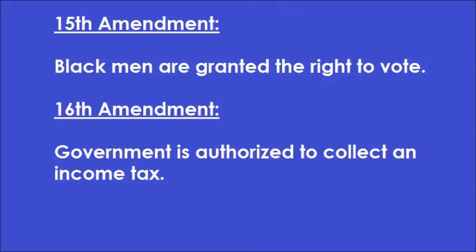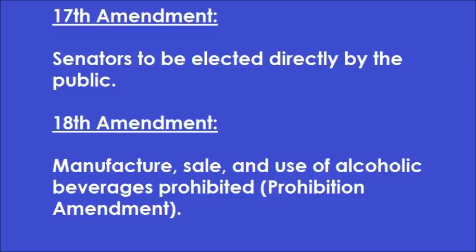The 16th Amendment authorizes the government to collect an income tax. The 17th Amendment provides for the direct election of U.S. senators, meaning regular voters elect senators. Before this, senators were appointed by state legislatures. The 18th Amendment prohibited the manufacture, sale, and use of alcoholic beverages. This was the amendment on which Prohibition was based.